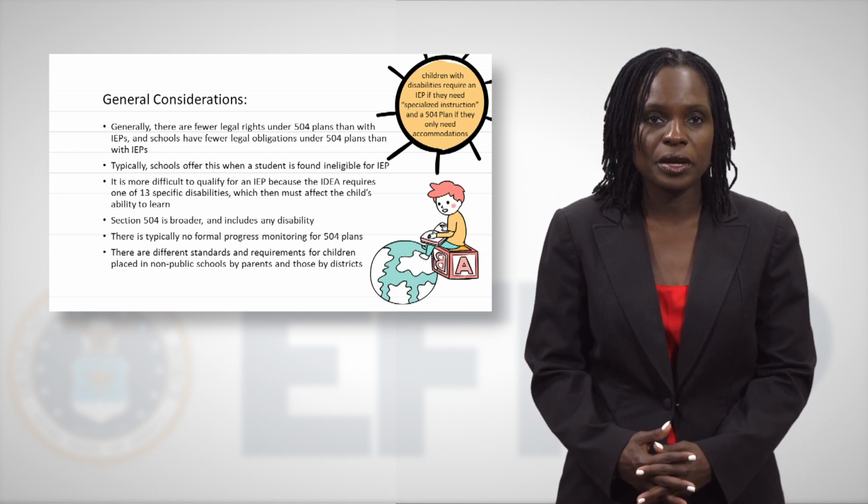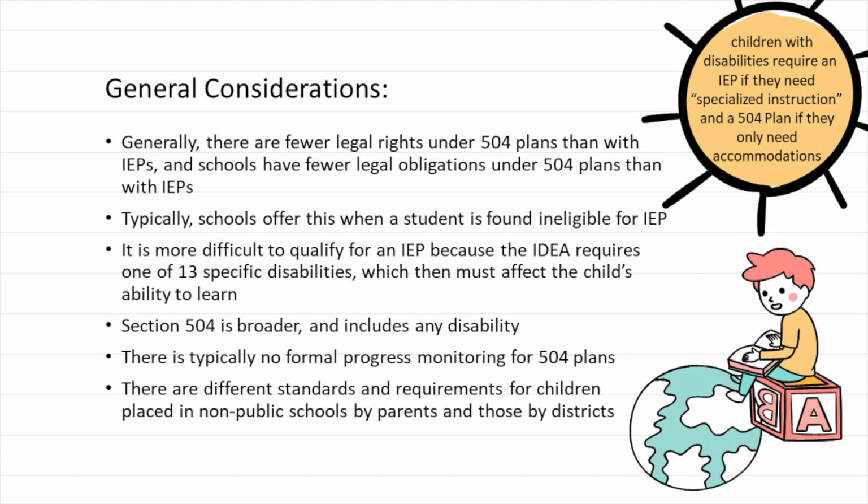Program. Okay, another consideration. It is more difficult to qualify for an IEP because IDEA requires at least one of 13 specific disabilities, which results in a child's need for special education services. On the other hand, Section 504 is much broader and includes any disability. Unlike under IDEA, there is typically no formal progress monitoring for 504 plans. There are different standards and requirements for children placed in non-public schools by parents and those placed by school districts.